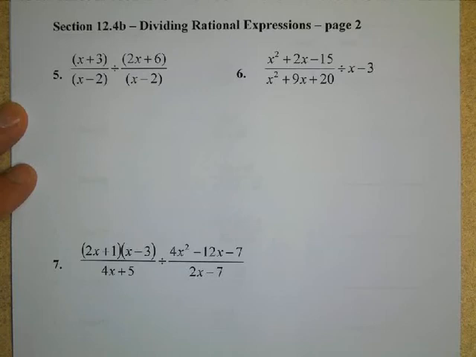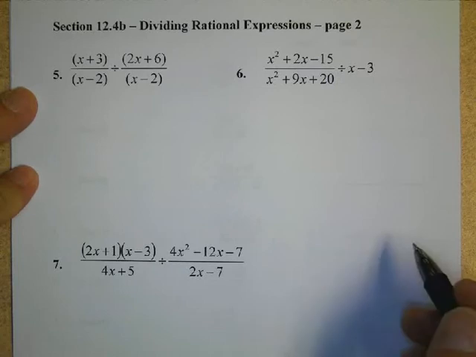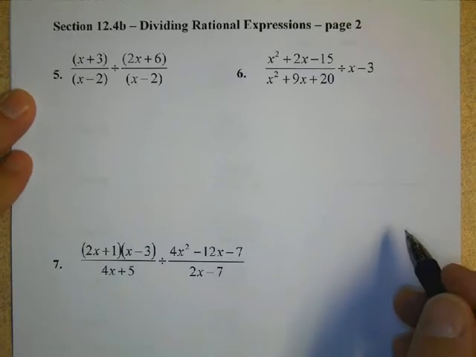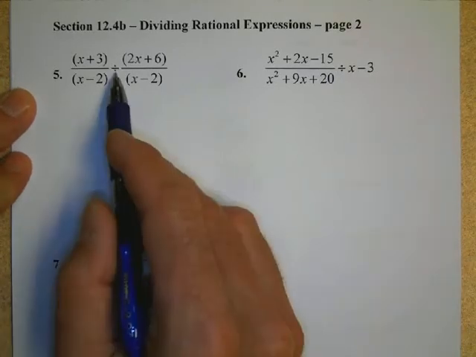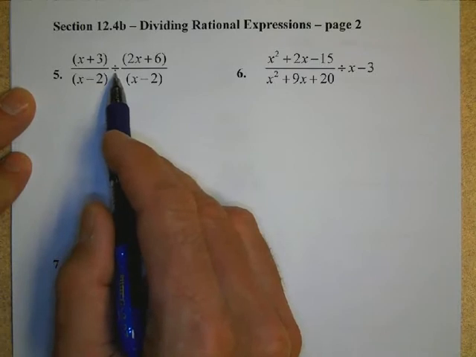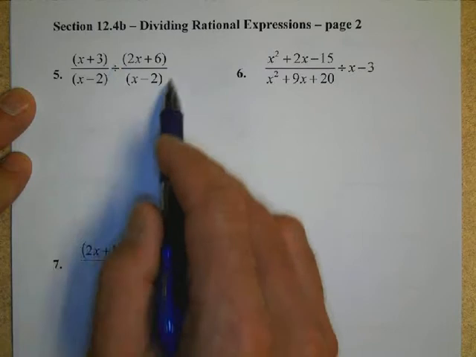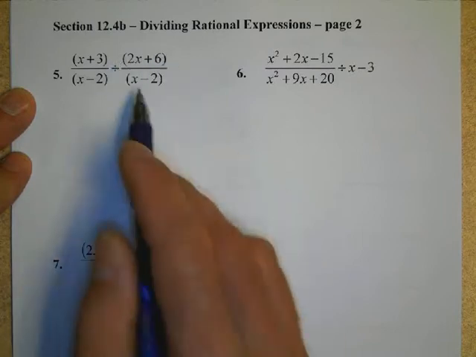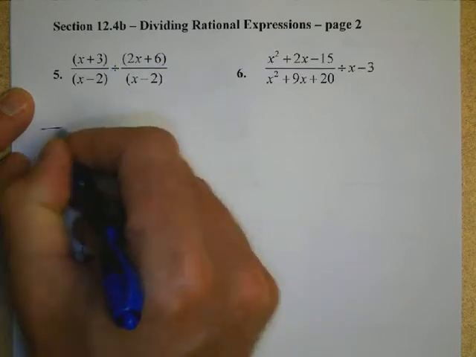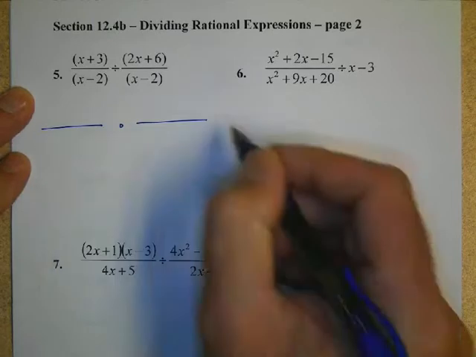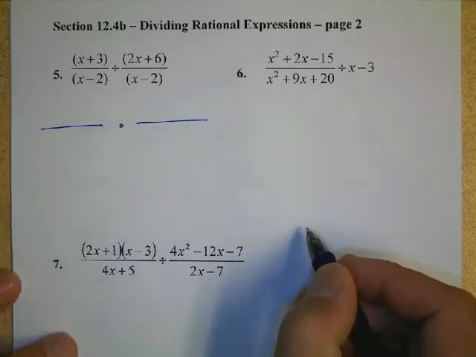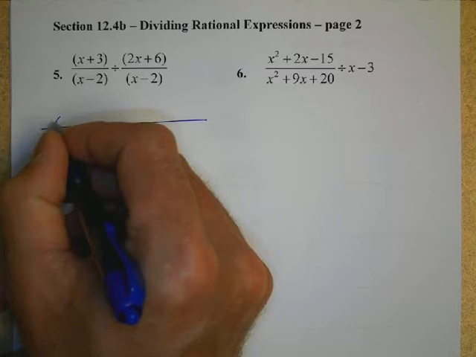As we look to continue simplifying rational expressions that have division signs, we want to remember that when you have a division sign in a rational expression, you're going to multiply by the reciprocal of what follows the division sign. So we're going to rewrite our problem as a multiplication problem. The numerator on the left does not change, neither does the denominator on the left.